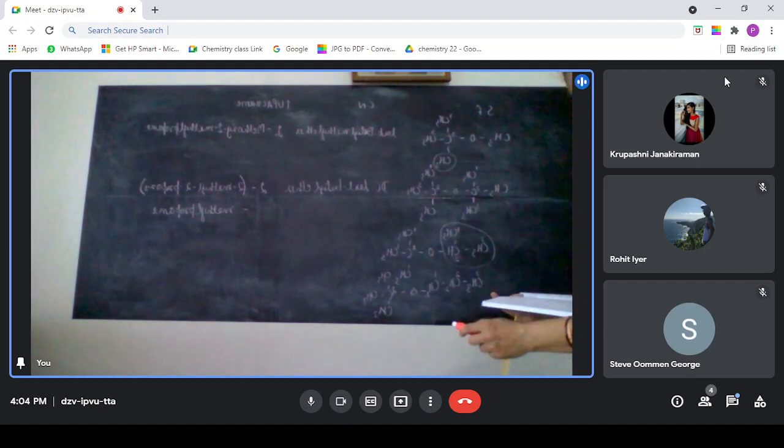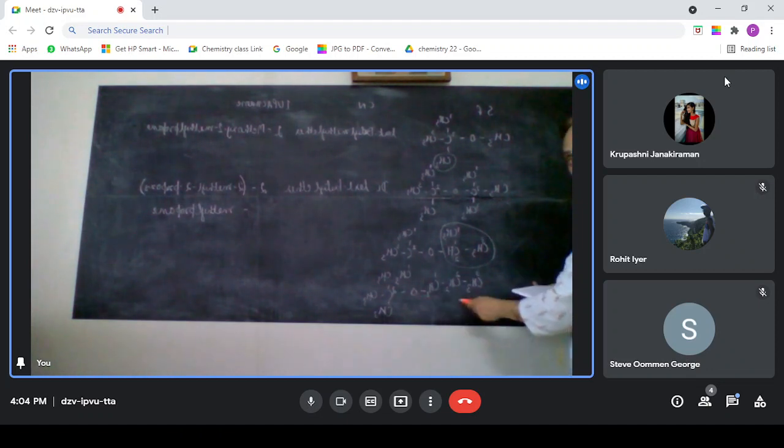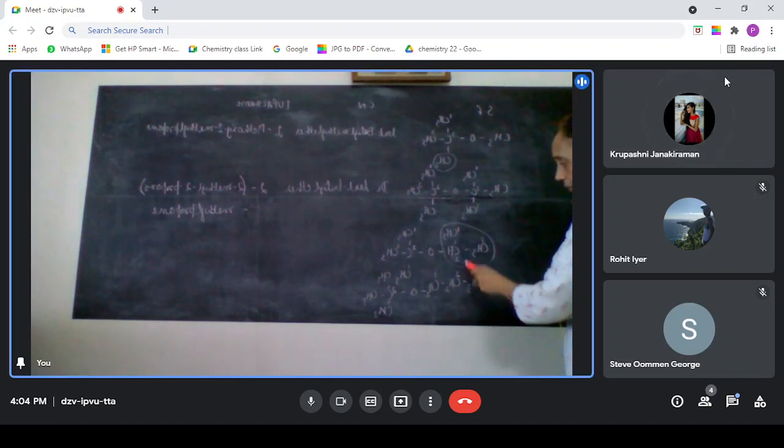Krupa, you are able to see this? Yes, auntie. See, if this was the compound, on the second carbon atom, it was 1-propoxy. Now, this is not 1-propoxy, it is 2-propoxy. On the second carbon only that oxygen is there. Correct?